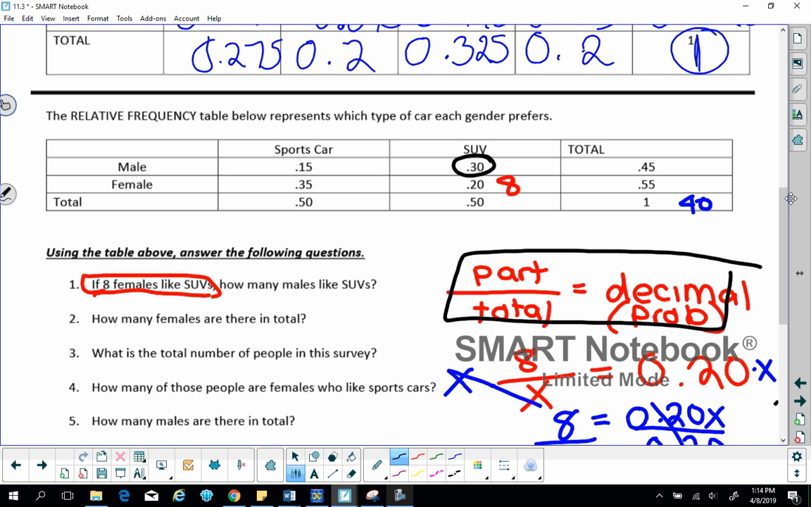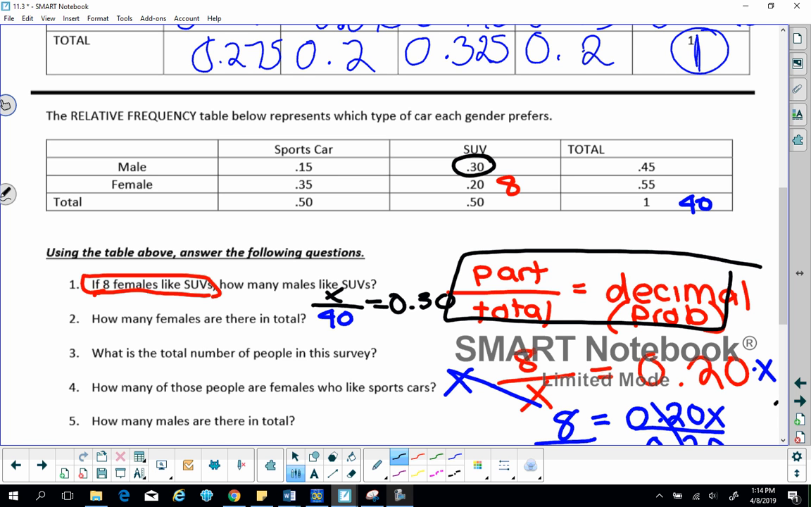So how many males like SUVs? We need to figure out what our part is. We know how many total there are. How many total are there? 40. Out of 40, and we know the decimal. What decimal are we looking for? Males who like SUVs, which is what? 0.30. Good. How would I get x by itself?